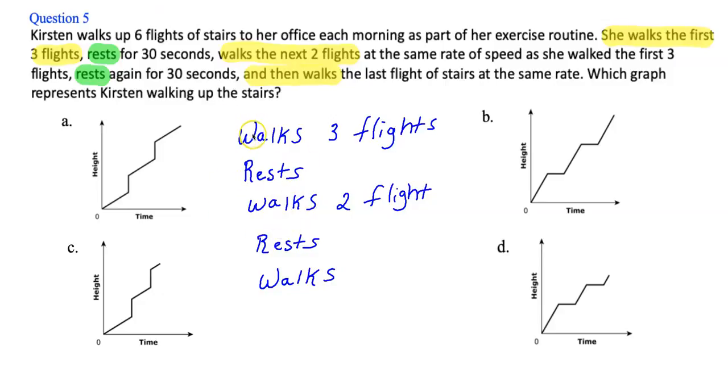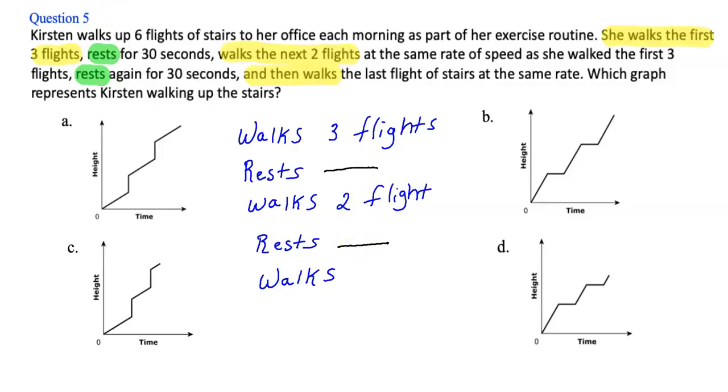Now you should notice that Kirsten is resting 2 times, here and here. And on a time height graph, resting is indicated by a flat line. So when you see a flat line, it just means that time is passing, but her height above the ground is not changing. So in short, what I'm looking for are graphs that contain flat horizontal lines. Any graph that does not contain this and this 2 times, I can get rid of.